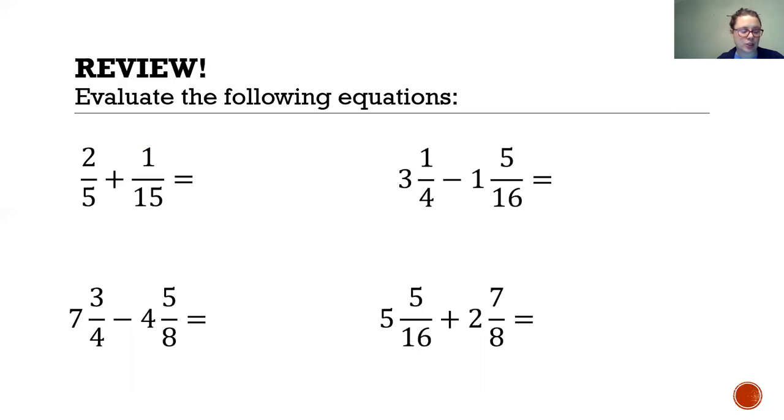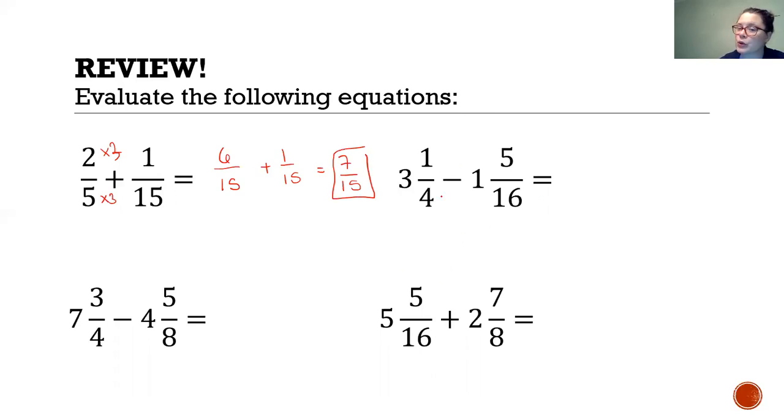So take a minute, find your common denominators. All right, so 5 and 15, the common denominator is 15. 5 times 3 gives me 15. So whatever I do to the denominator, I'm going to do to the numerator. 2 times 3 is 6. 5 times 3 is 15, plus 1/15 equals 7/15.